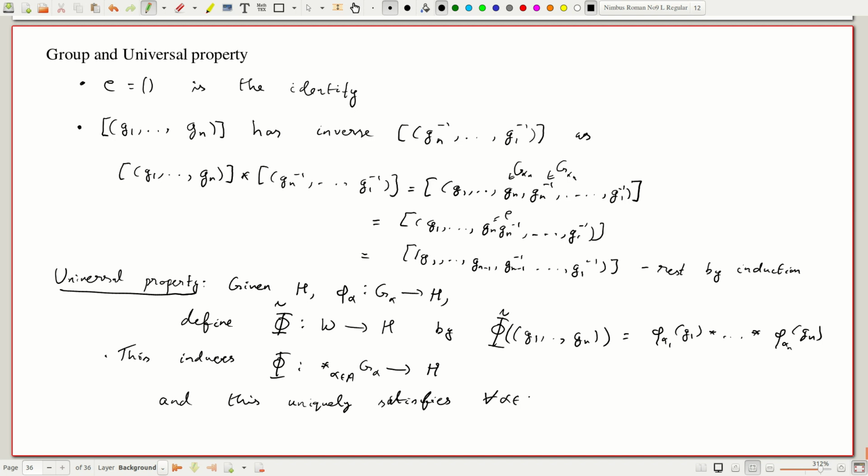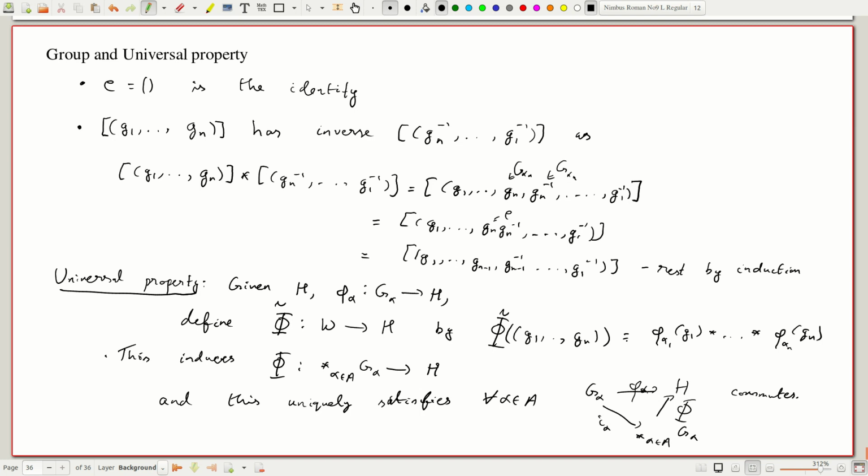Or I should rather say this uniquely satisfies, for all alpha in A, we have G alpha, which maps via the inclusion map I alpha to the free product star alpha in A of G alpha, and then to H, and this thing, phi alpha, commutes. Okay, so this is the summary. Again, you'll have to check.